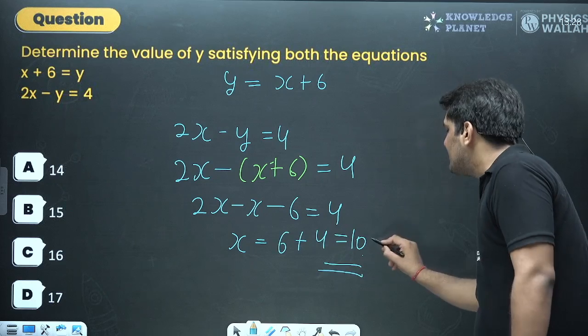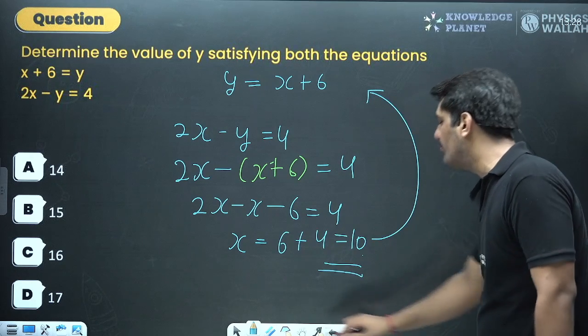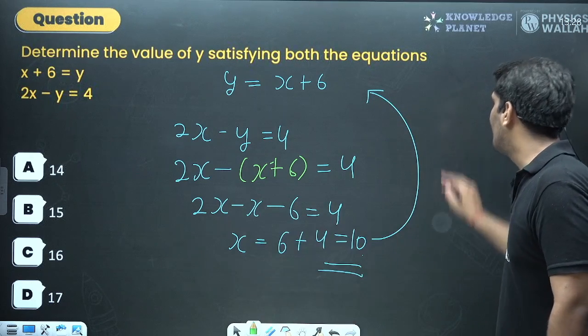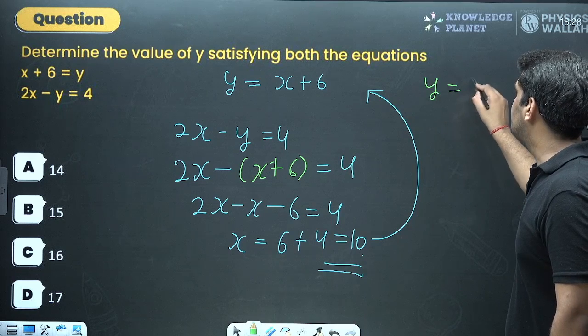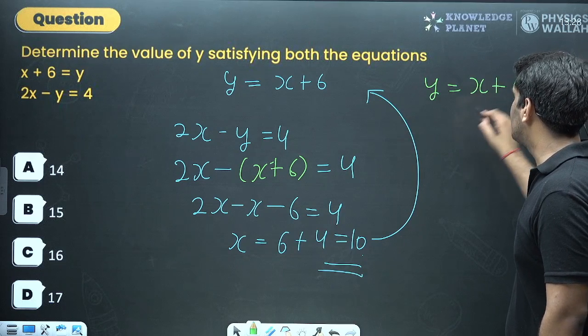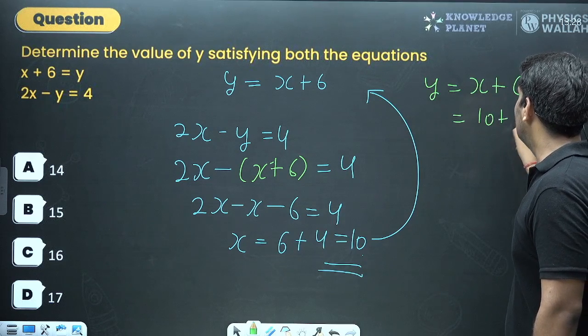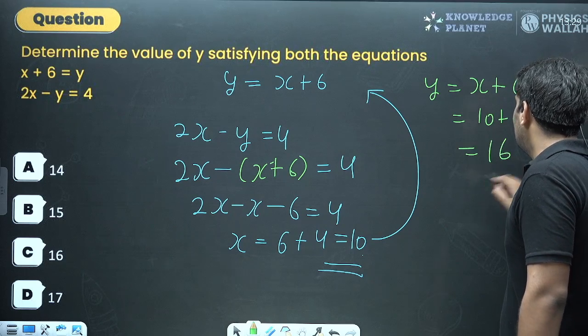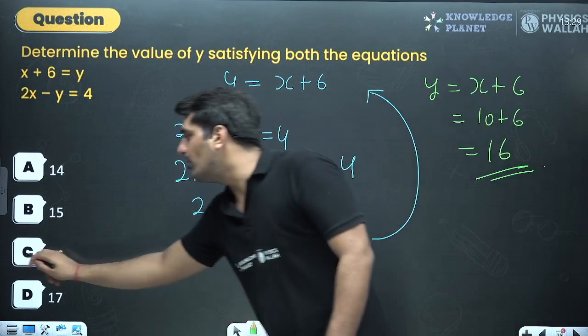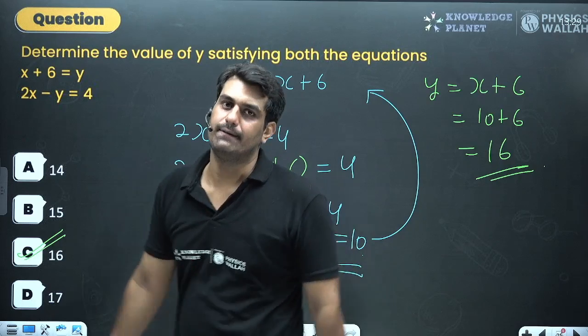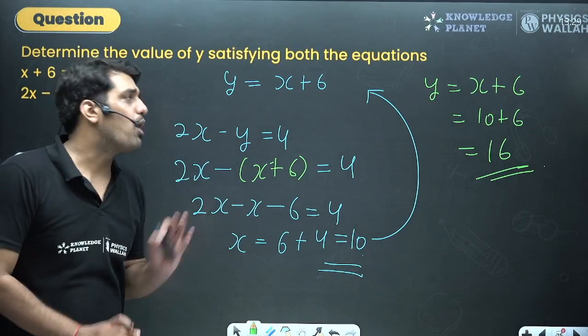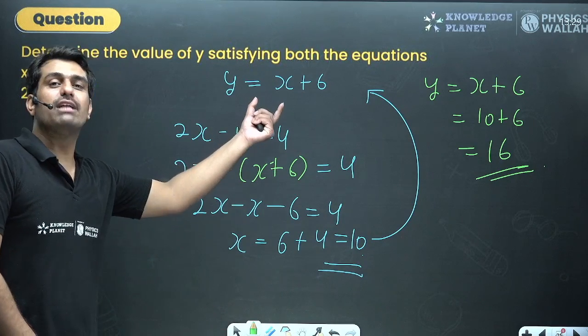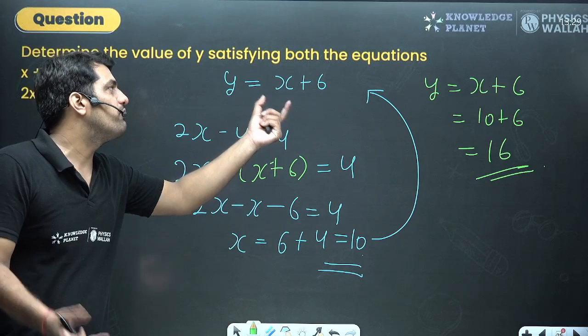I am putting this x value in this given equation over here, and I will find out the value of y. y will be x plus 6, so replacing x with 10, 10 plus 6 is 16. This is the ultimate solution which we are looking for. We have option number C correct. Nothing complex I have done. The problem was very simple. The first step was given to you already. No need to go forward for that.